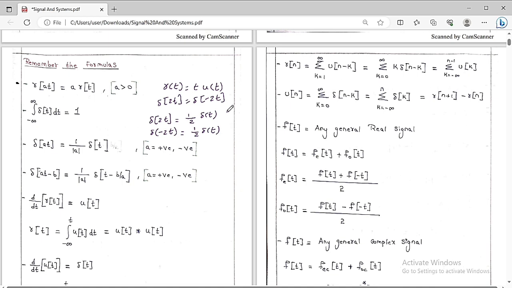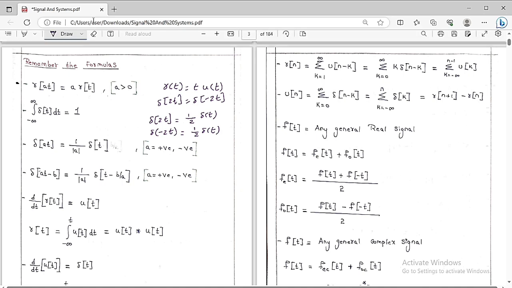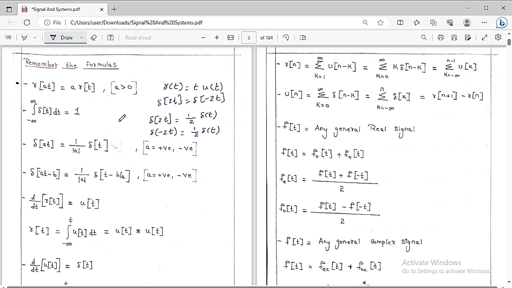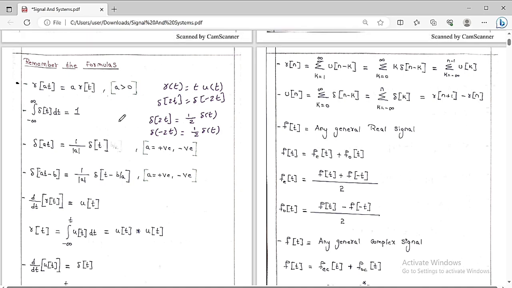So delta of 2t is equal to delta of minus 2t. So this point always you have to keep in your mind. So finally I can say delta of at is always equal to 1 by mod a delta of t. a can be either positive or a can be negative.